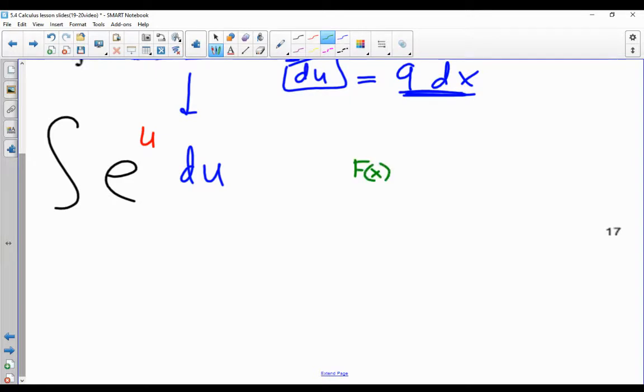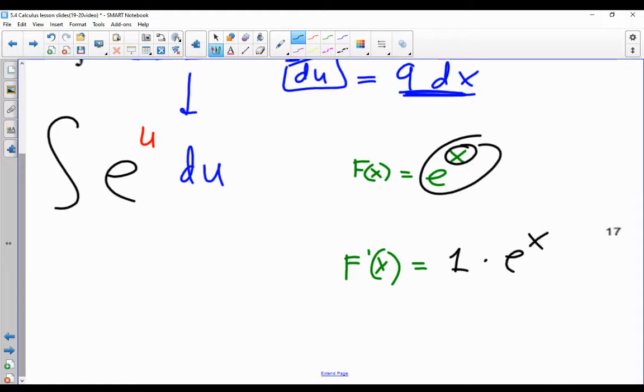So, to explain how to find the antiderivative, let's say I gave you e to the x, and I asked you to find the derivative. And you know how to find the derivative, right? You would take the derivative of the power, which is 1, and then you multiply it by the original, and the original is e to the x. In other words, 1 times e to the x would just give you e to the x.